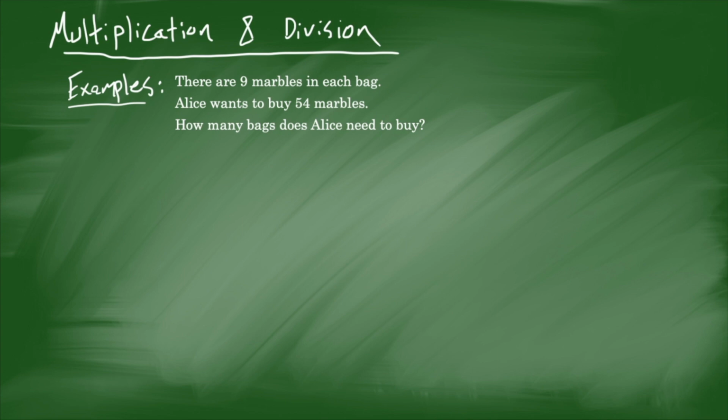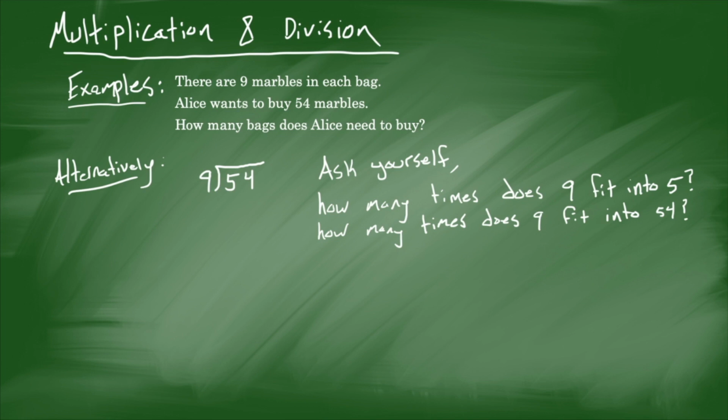Alternatively, division can be written like this. It starts by asking yourself, how many times does 9 fit into 5? In this case, the answer is 0. So we write a 0 there. Then the question becomes, how many times does 9 fit into 54? And we'd have to go 9, that's 1. 9 plus 9, that's 2. That gets us 18. Plus 9 gets us 3.